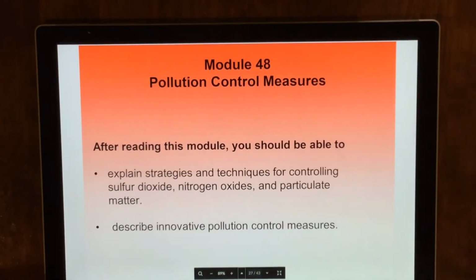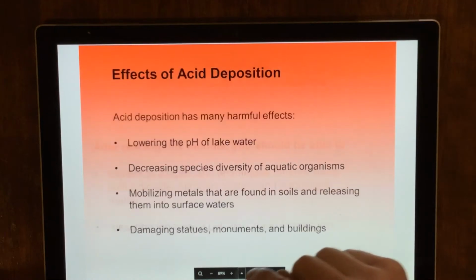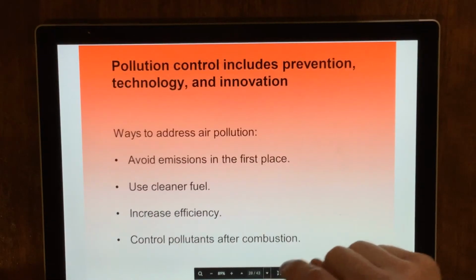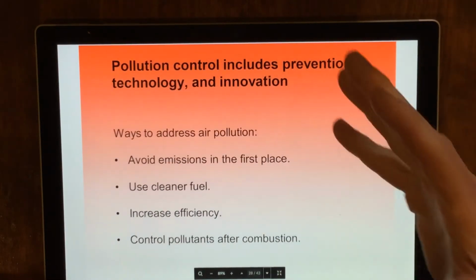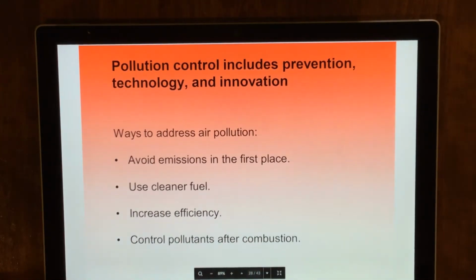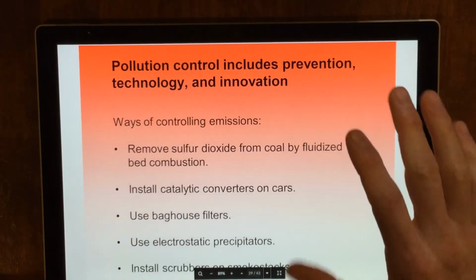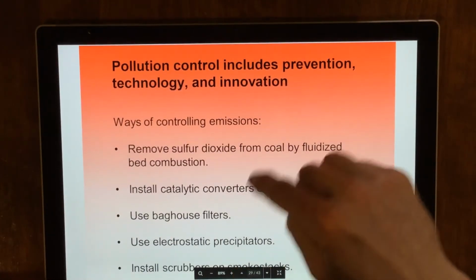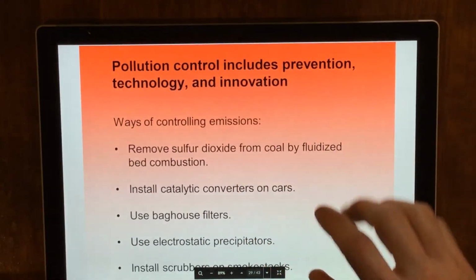So pollution control measures, we talked about a little bit of that. Ways to address it: avoid it in the first place, use cleaner fuel, increase efficiency, control pollutants after combustion. I know we talked about this in class, so I'm going to go a little fast here. I just talked about some of these.